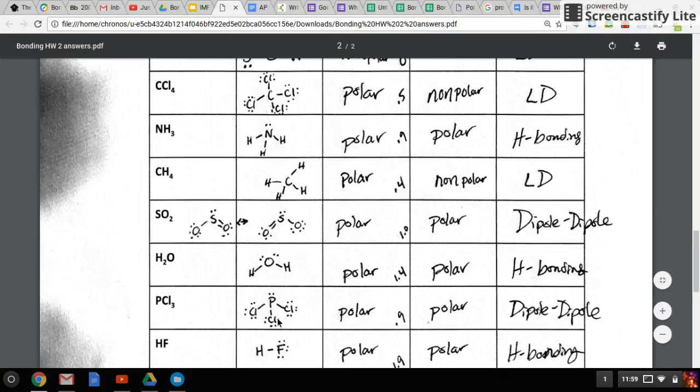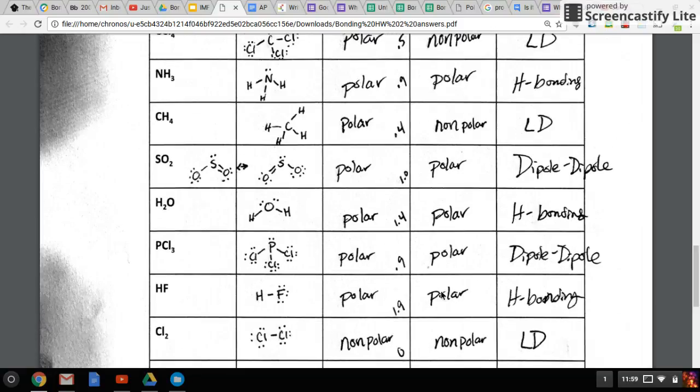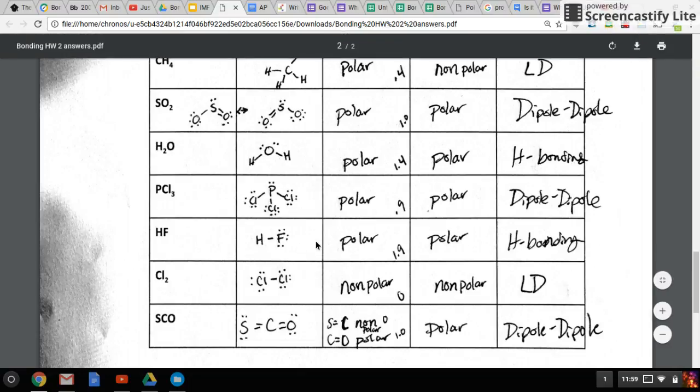PCl3 ends up having a nice trigonal pyramidal structure with an unshared pair on that center atom. The bonds between phosphorus and chlorine are all polar, and you have a polar molecule because it is a non-symmetrical molecule, so the dipoles cannot cancel out. So we would have dipole-dipole interactions.